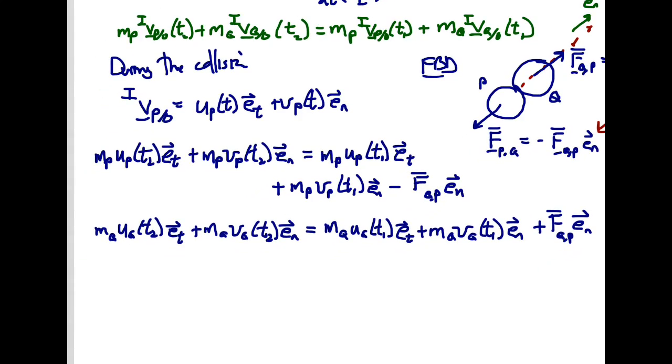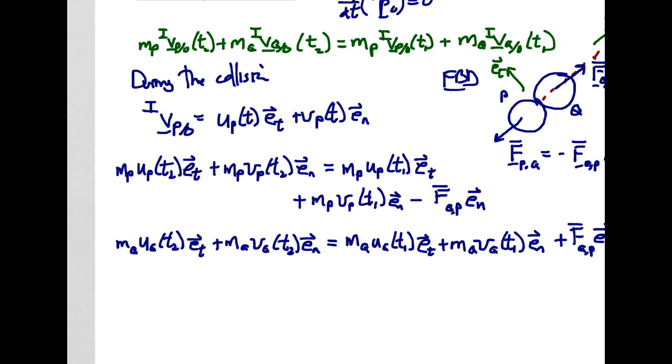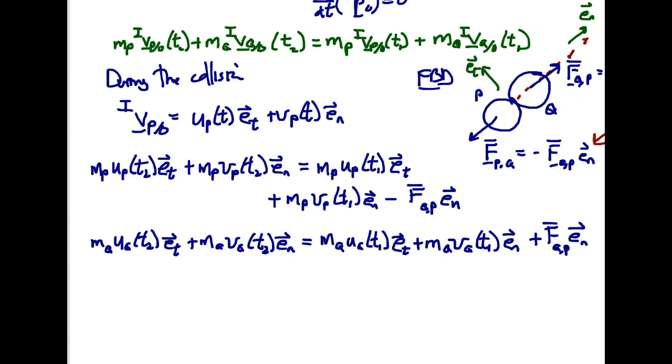Alright, so let's stop for a moment and look at these two expressions. The first thing we should notice, because we're in the collision frame now, in which we have the EN direction and an E sub t direction, is that in each of these expressions we have a momentum expression in the ET direction at time 2 and at time 1, but notice that the impulse only occurs in the E sub n direction. So it only occurs along the line of impact. This is true for the expression for particle P. It's also true for the expression for particle Q.